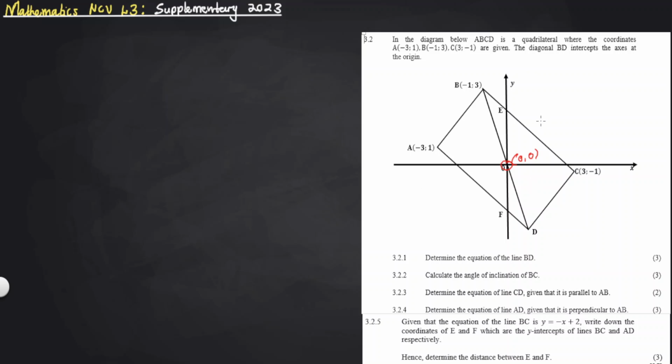It could be a parallelogram. It could be a square. It could be a rectangle. We can't assume or say anything about it, but we do know it's a four-sided shape. All right. Then with 3.2.1, determine the equation of line BD. Where's BD? Right here. This is BD.